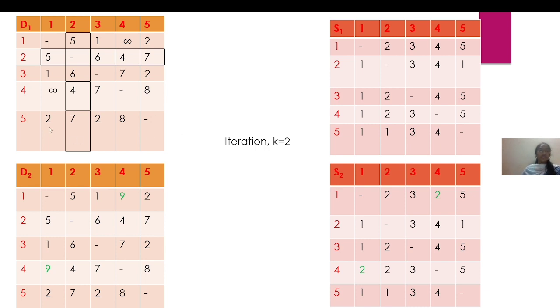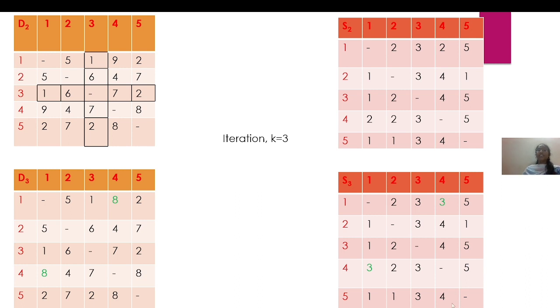That is, for 2, it is 7 plus 5, it's 12, which is greater than 2. So 2 is written as it is. Then 7 plus 6, it's 13, which is greater than 2. So there's no change. And 7 plus 4, it's 11. It is greater than 8. So there will be no change. The only changes are in the fourth row and the first row. Simultaneously, the S2 matrix is changed.